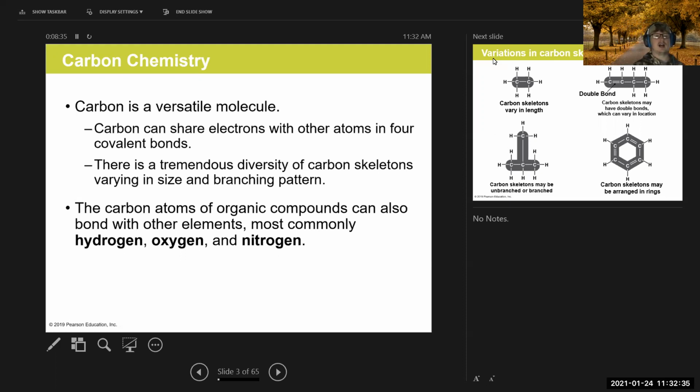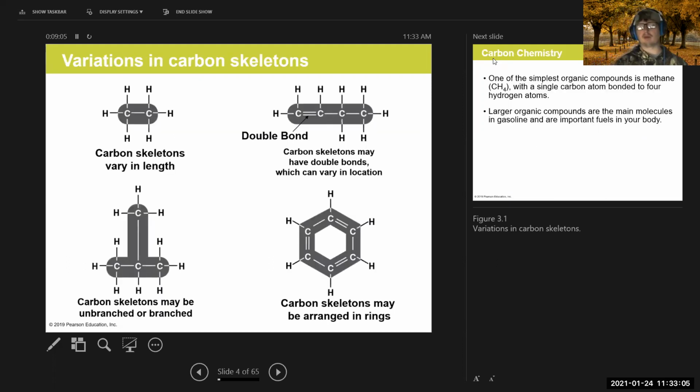Some of the most common atoms that carbon atoms will develop covalent bonds with are atoms such as hydrogen, oxygen, nitrogen. Phosphorus is another one that they'll form bonds with. Those are typically the atoms that you'll find in these carbon-based molecules.